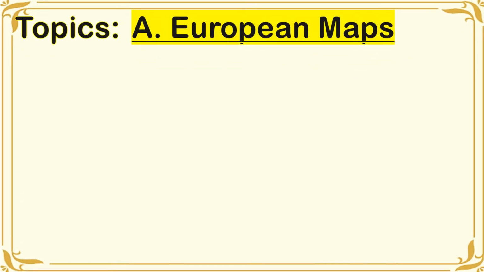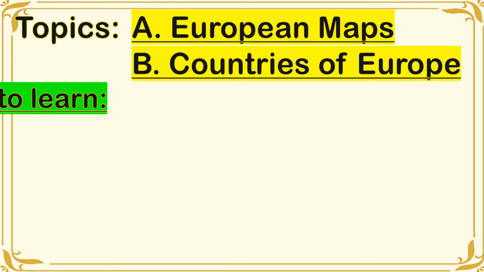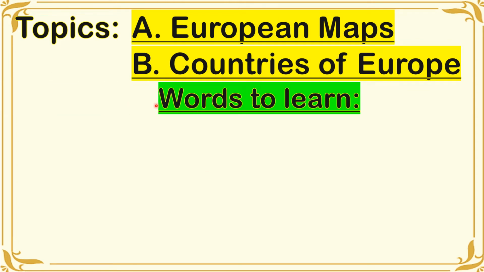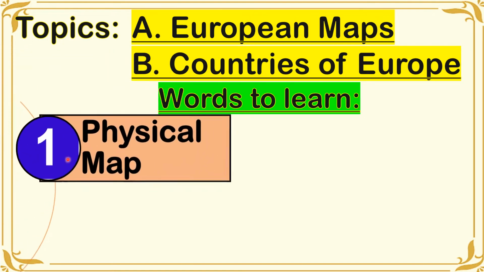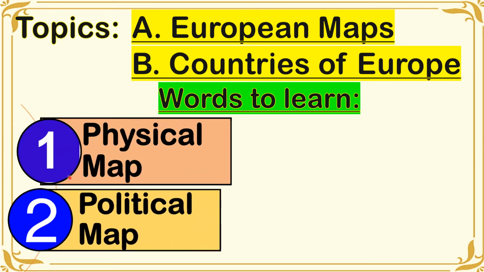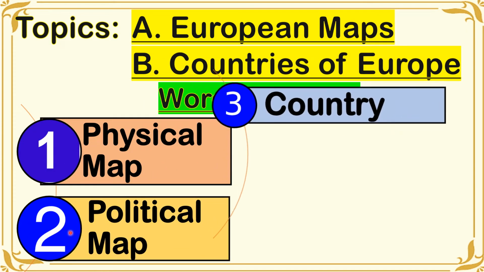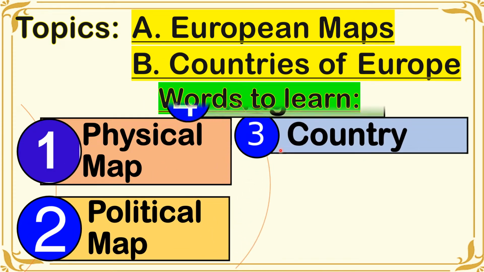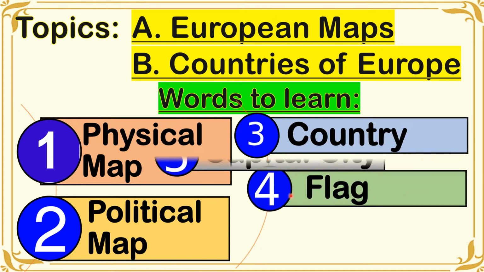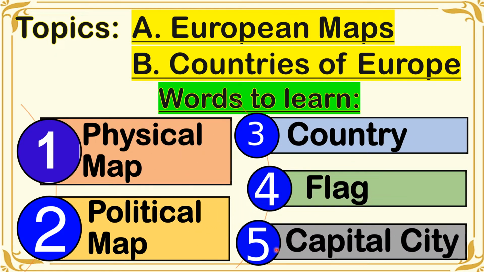Topics: letter A, European maps, and letter B, countries of Europe. These are the vocabulary words. Please repeat after me so you can still practice your speaking and reading skills even if you are just at home. Are you ready now? Let's start reading. Number one, physical map. Number two, political map. Number three, country. Number four, flag. And number five, capital city.